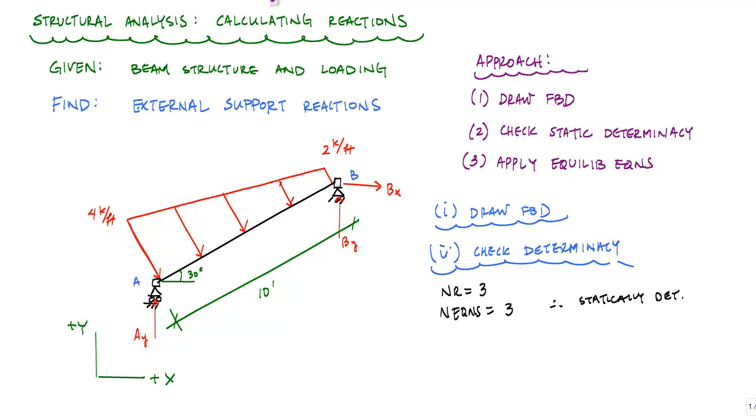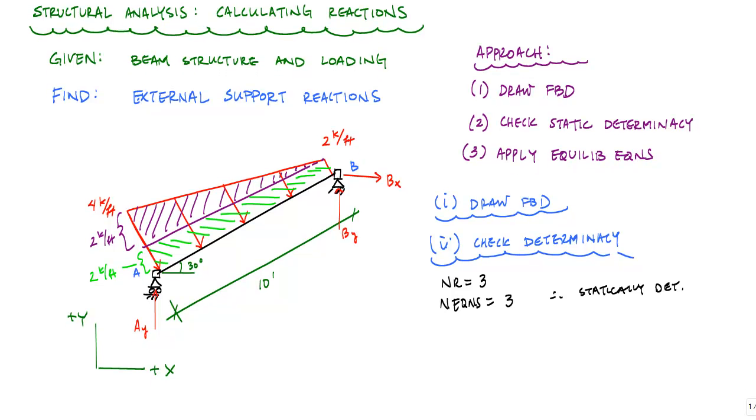Here I'm going to break this up into a linearly distributed part, which is this purple shaded region. If this is 0 for that purple shaded region, this portion right here is going to be 2 kip per foot. Then there's this uniformly distributed part, which I'll shade in green, and this is also 2 kip per foot going downwards. I've broken this up into 2 distributed loads, and now I'm going to resolve the locations of the resultants.